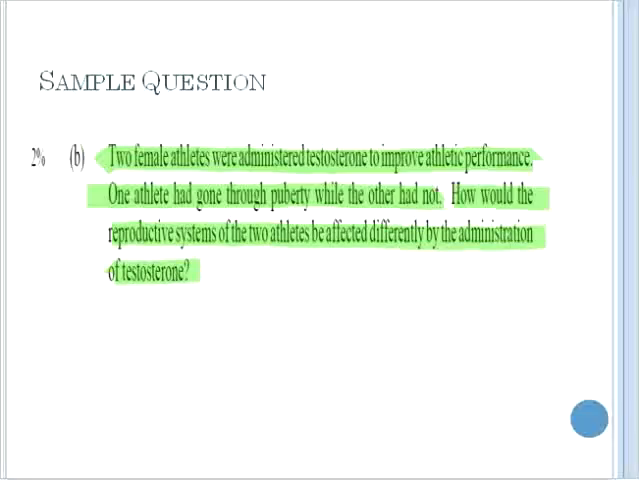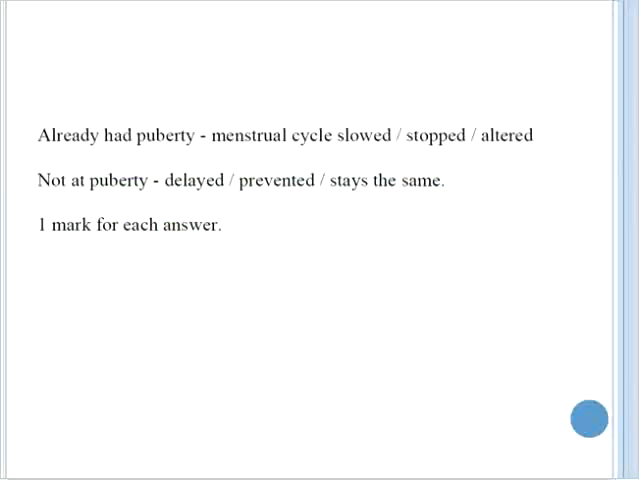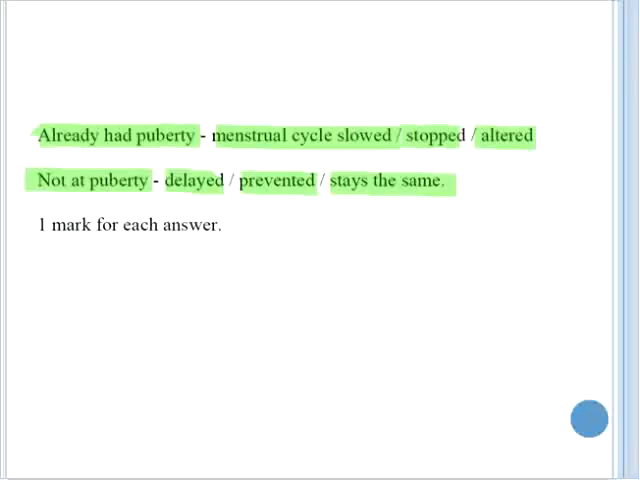Another constructive response from a past public exam reads, 2 female athletes were administered testosterone to improve athletic performance. One athlete had gone through puberty while the other had not. How would the reproductive system of the 2 athletes be affected differently by the administration of testosterone? The accepted answer was that if the woman had already gone through puberty, the menstrual cycle would be slowed, possibly stopped, possibly altered. If the female athlete had not reached puberty, this would delay, prevent, possibly staying the same. 1 mark was given for each answer.